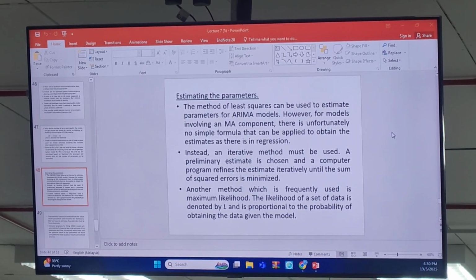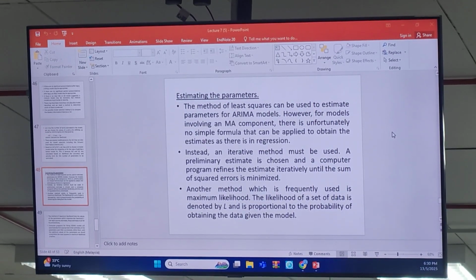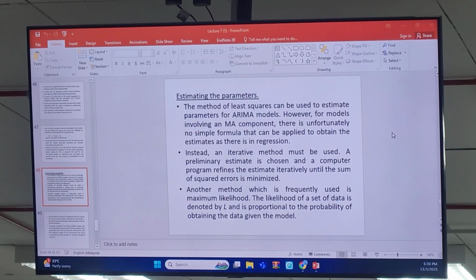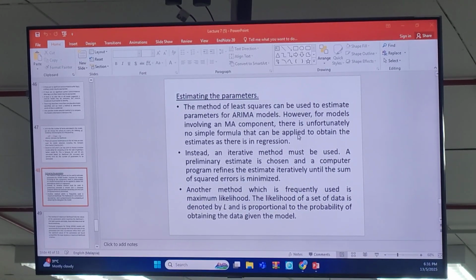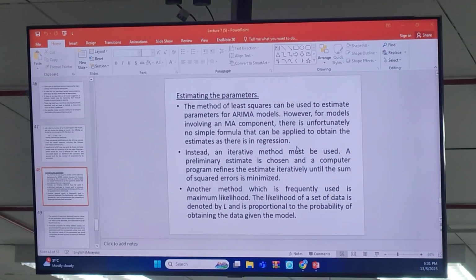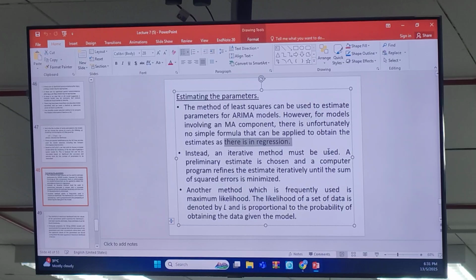Next, estimate the parameters. The method of least squares can be used to estimate parameters for ARIMA models. However, for models involving MA components, there is unfortunately no simple formula that can be applied to obtain the estimates as there is in regression. Remember that one before? In regression you can easily estimate because there is a formula.